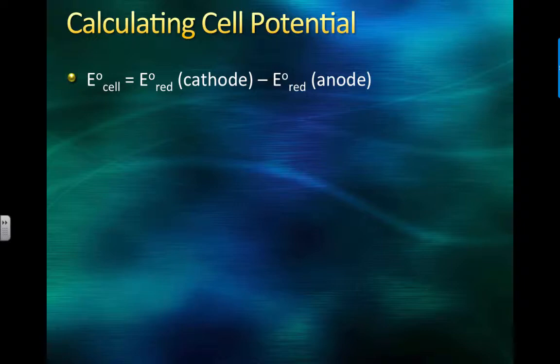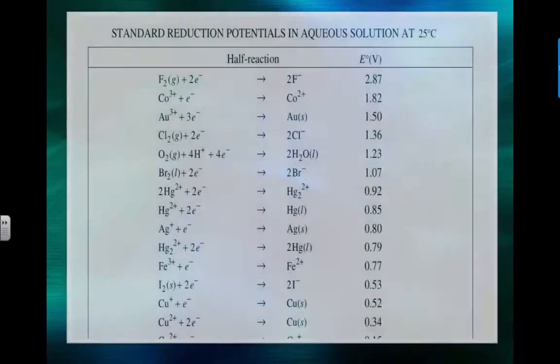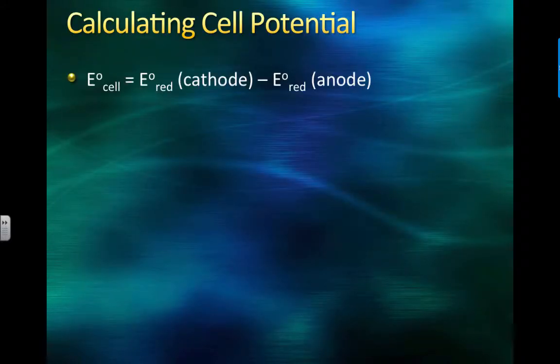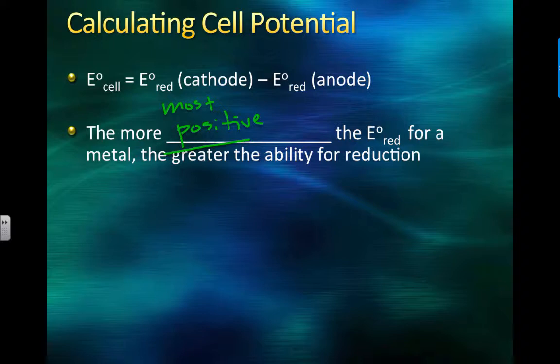Here's what we do. We take the reduction potential from this chart for the cathode minus the reduction potential for the anode. How do we know which one is the cathode? It's the one that's most positive, because that means it's easiest to reduce. And then the anode is the one that's more negative.